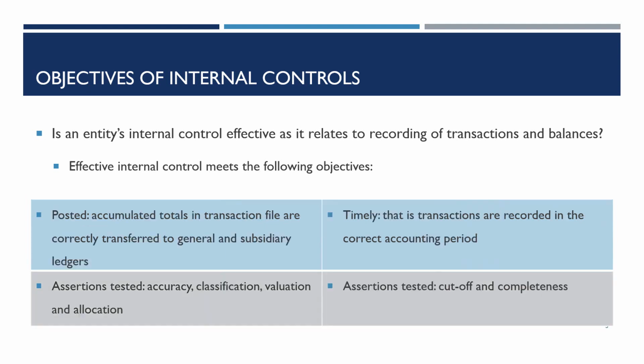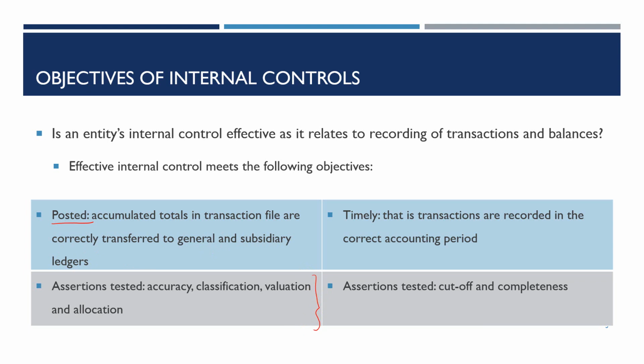Posted. There are controls in place to ensure that the accumulated totals in the transaction files are correctly transferred to the general ledger and subsidiary ledgers. If the system of internal control meets this objective, then accuracy, valuation and allocation, and classification assertions are likely to be valid.